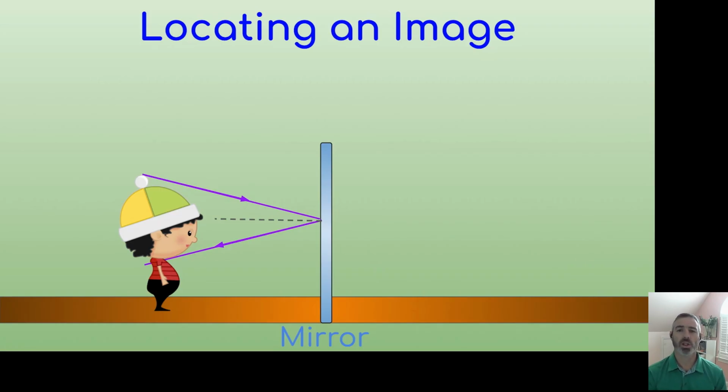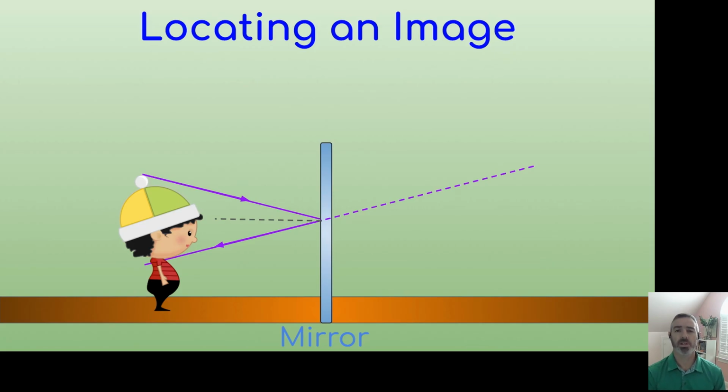Now, in order to locate the image, we know that the image is going to form on the right side of the mirror, the reflected side. So we're going to take that reflected ray and extend it back into the mirror using a dashed line. Now what this represents is the ray of light that we would see that actually appears to travel in a straight line for our eye.